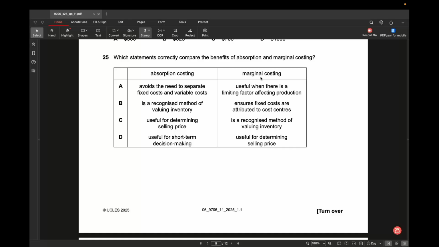If you remember that sum, I'll give an example. Let's say you are producing products A, B and C, and to produce all the units of A, B and C, you require 1000 labor hours. But somehow this month we don't have 1000 labor hours, we have only 900 labor hours. So how do we plan our production so that our profit is maximized? That process is called limiting factors, or optimum utilization of limiting factors, and marginal costing will help us in that. So for 25, the correct answer is A, so we don't need to consider B, C and D.